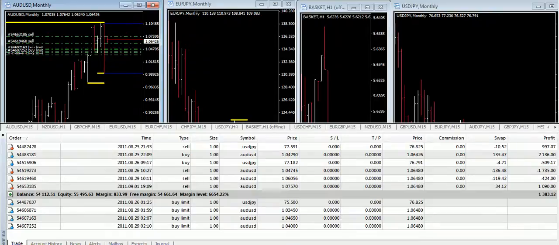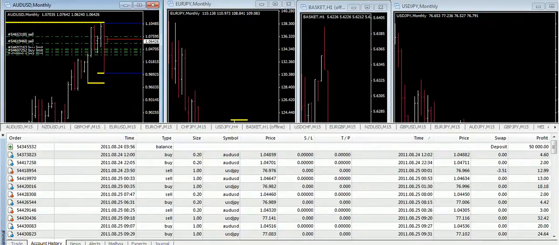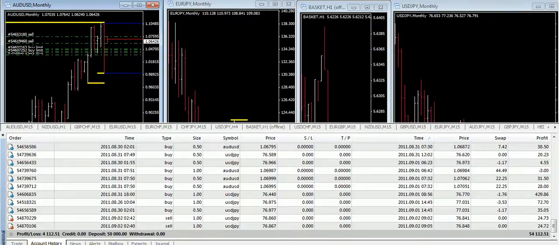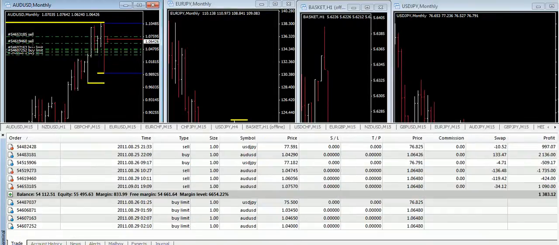This account, as I reiterated, we started off at $50,000 on the 24th. It is currently at 54,122 in just over 7 days. You can see that the drawdown is positive, so if we closed all those positions off, we would finish up with an equity of $55,495 in just over 7 days. So it's about 5,000, but we're just concentrating on having a drawdown in positive area.